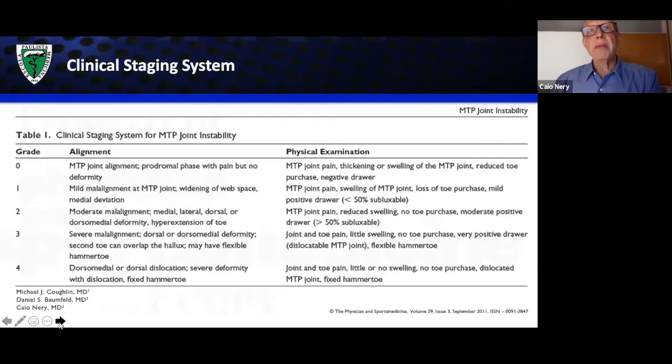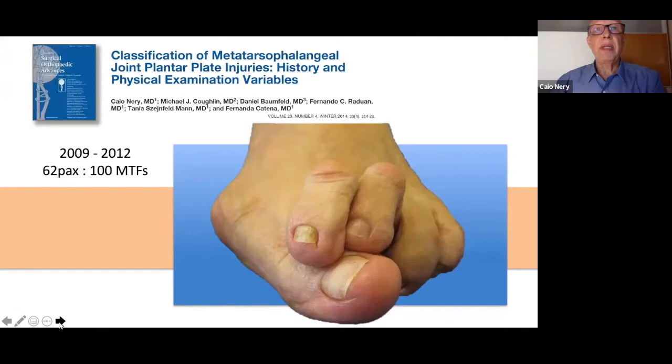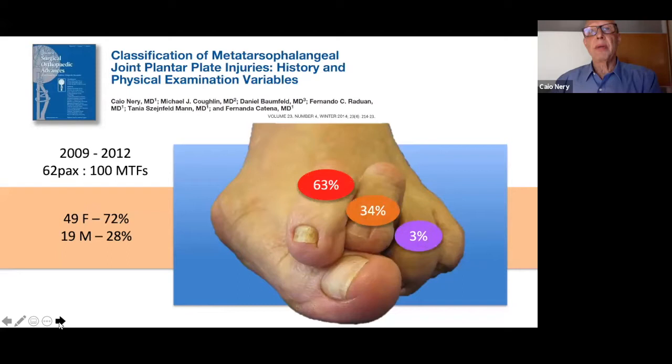Based on clinical signs such as the alignment of the lesser toes, presence and location of pain, and the MTP drawer test, we proposed a clinical staging system that proved to be a valuable tool in the management of plantar plate lesions. In 2014, we reviewed data of 100 MTP joints of 68 patients complaining of pain and instability of these joints. Two thirds of the patients were females, and the second and third toes were the most frequently affected.